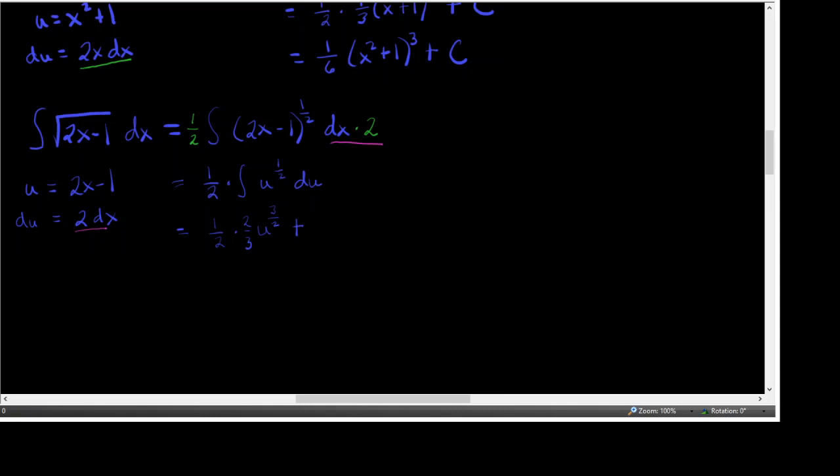Don't forget your constant of integration. And then simplifying, that becomes 1/3. You multiply the numbers, and taking out the u and replacing it with the original expression for u, 2x minus 1 to the 3/2 plus c. And that is our final answer for that problem.